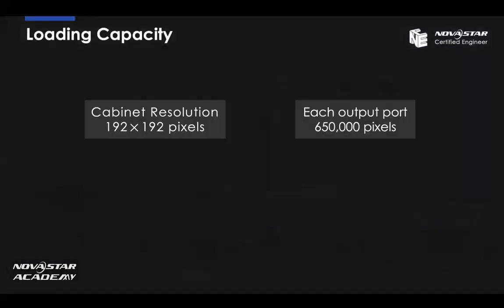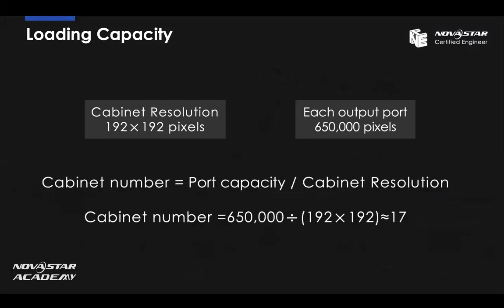I also give you an example. When your cabinet resolution is 182 by 182 pixels, and each output port loading capacity is 650,000 pixels, we also have a formula. The cabinet number is equal to port capacity divided by cabinet resolution. Then we can get the result, the cabinet number. Okay, I will calculate with you together.